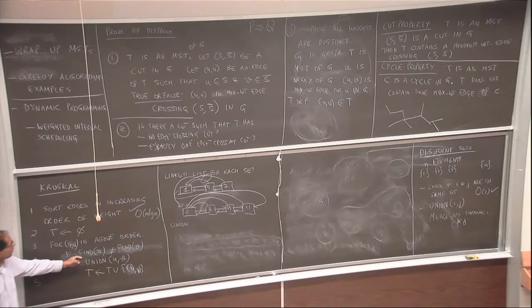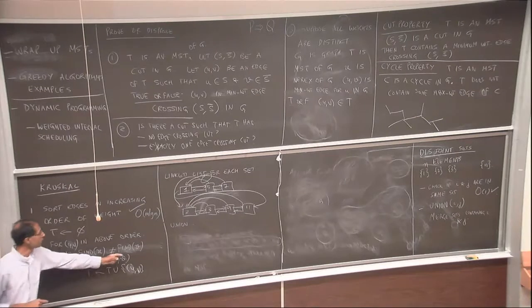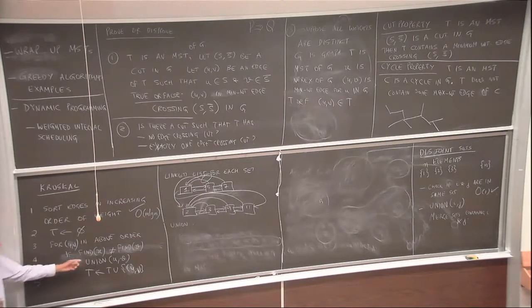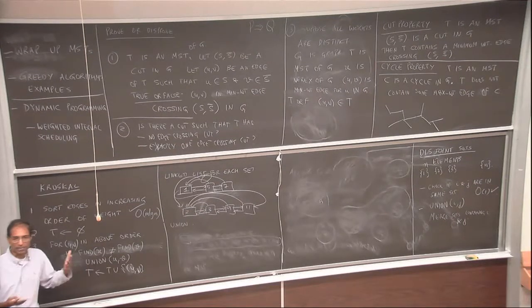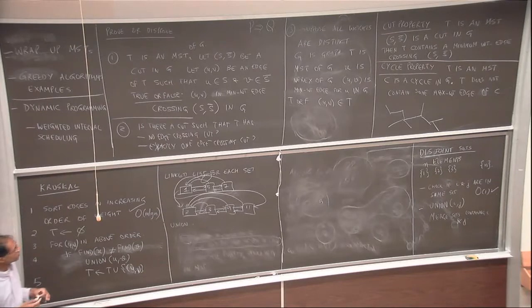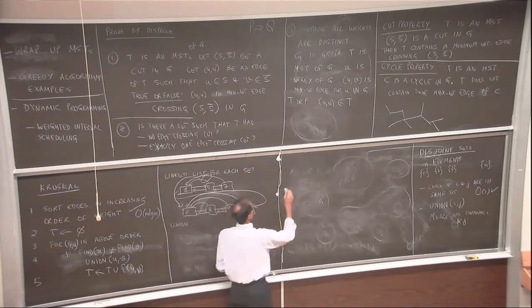Now, how many times are we going to do find U and find V? How many times are we going to call find? Well, think about it. How many times are we calling this overall? We are going to enter this for loop as many times as the number of edges, m, and for each edge we are calling two finds. So the number of times we are calling find is 2m at most.